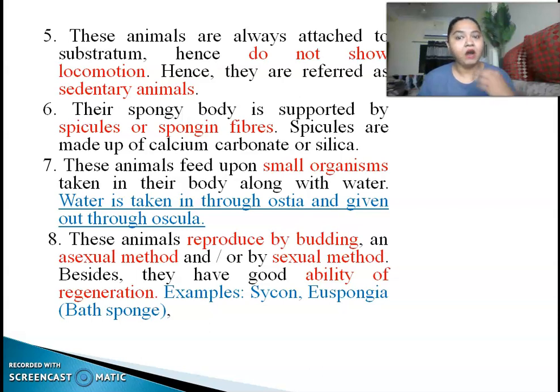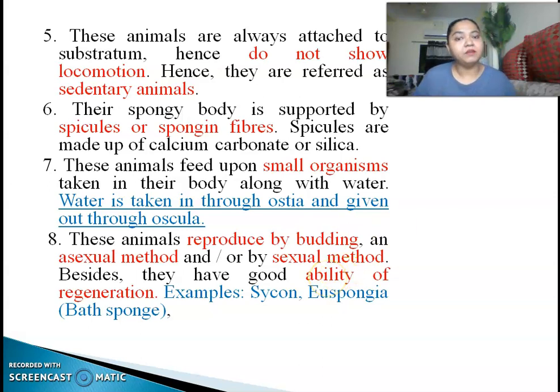Now, how do they actually eat? Water is taken in through the ostia and given out through the oscula. Water comes inside the sponge through the ostia and goes out of the sponge through the oscula.